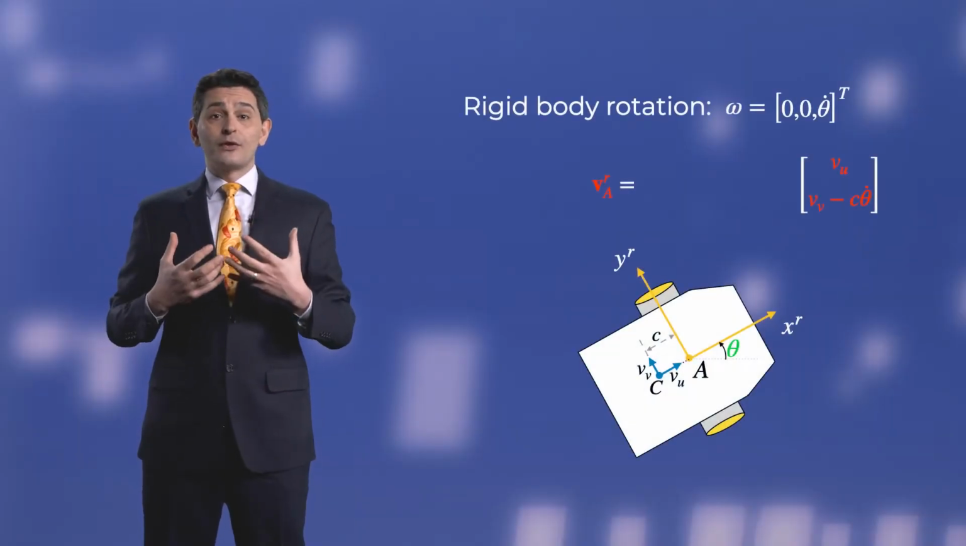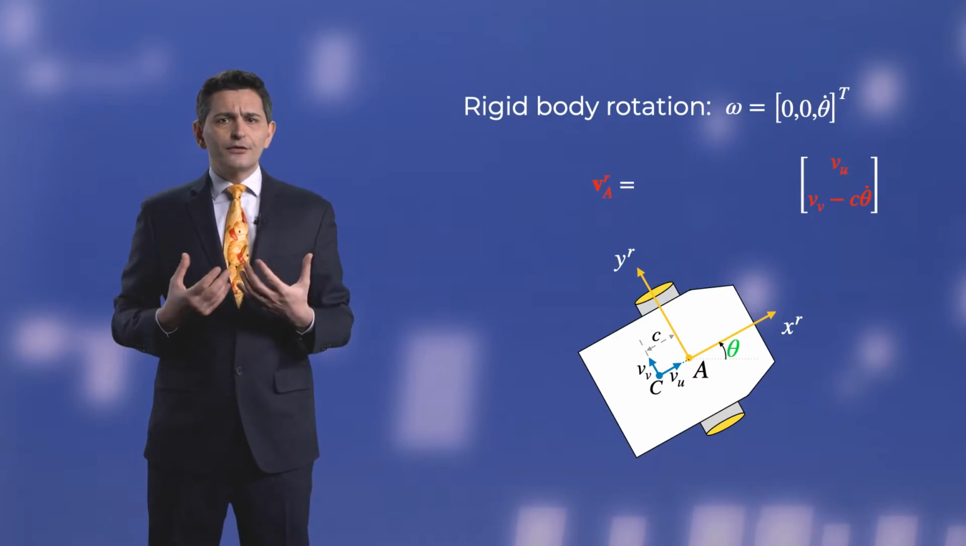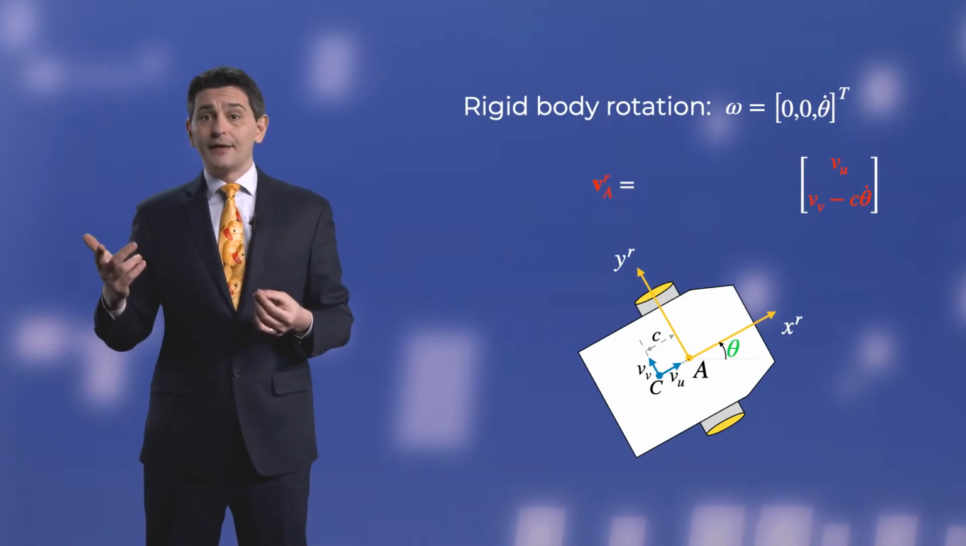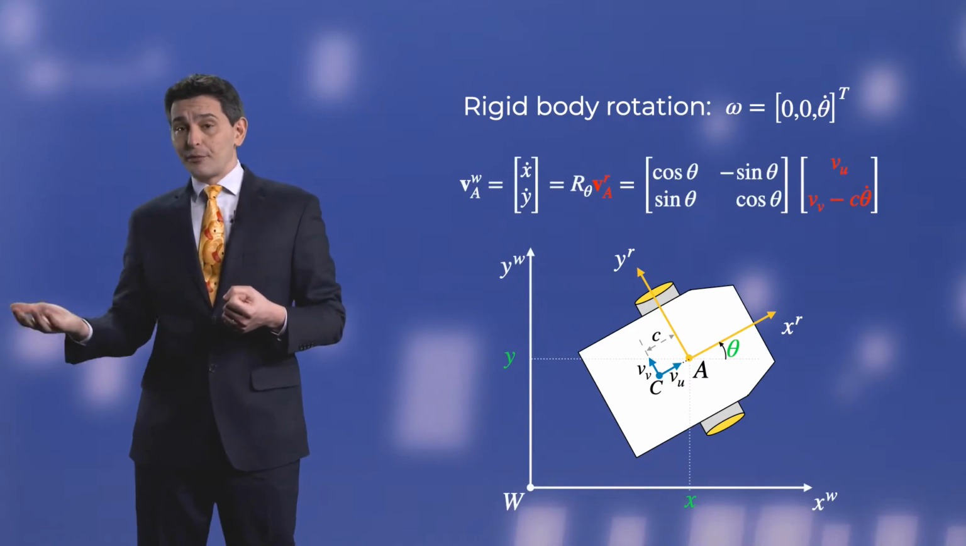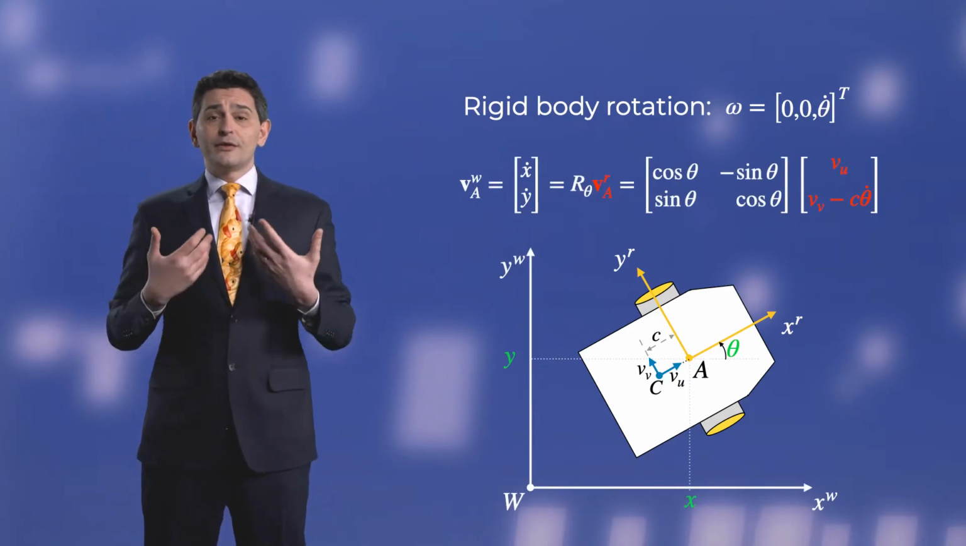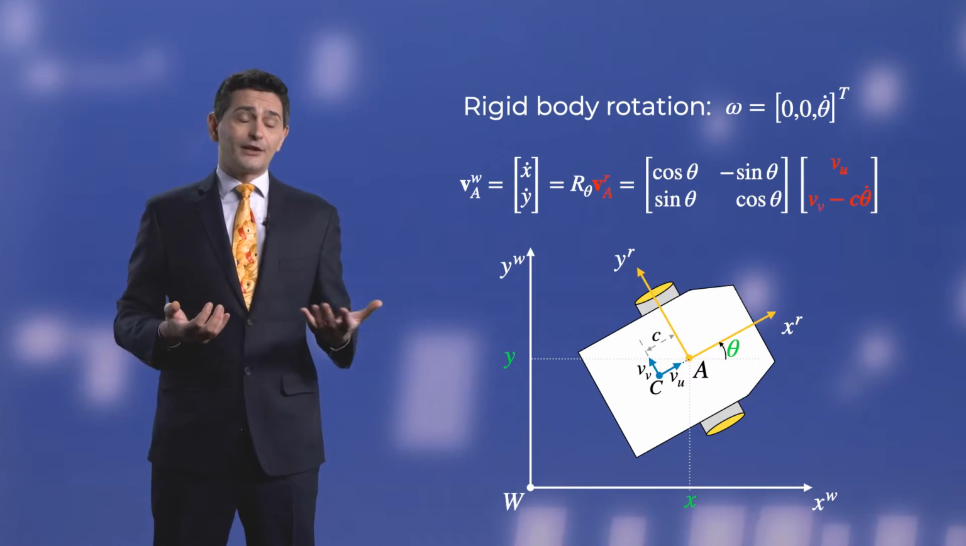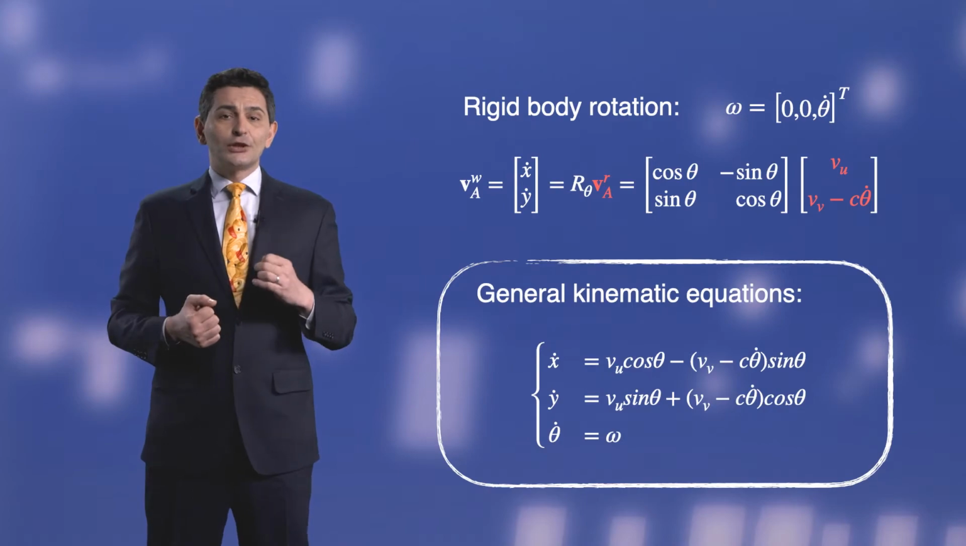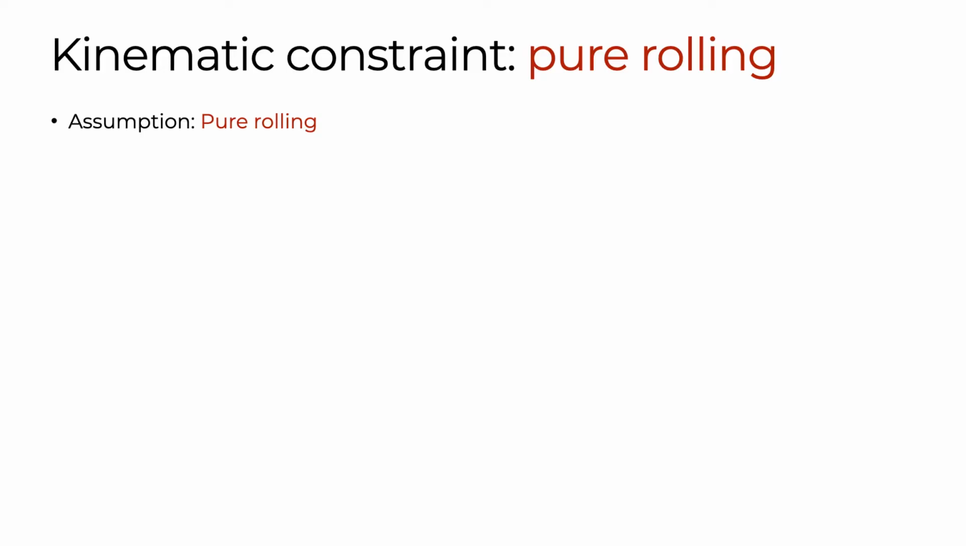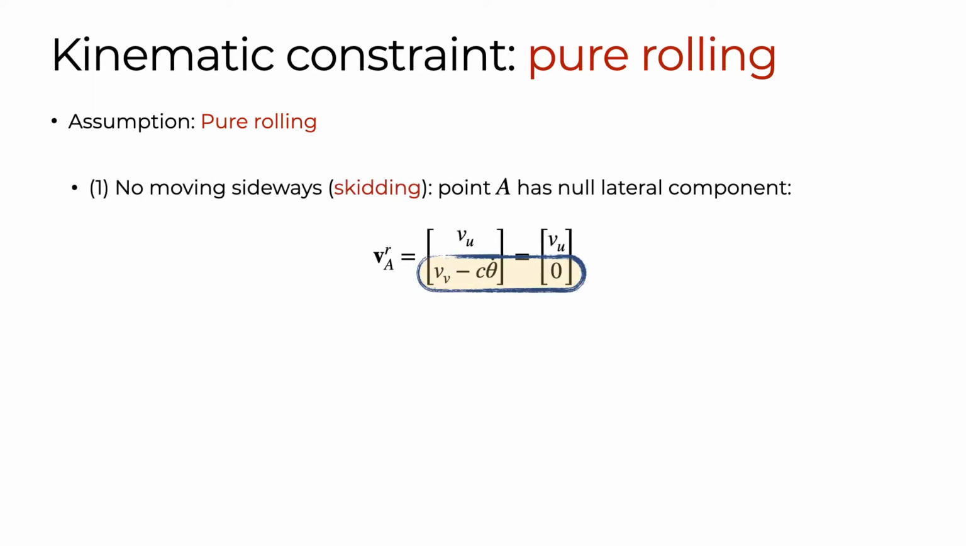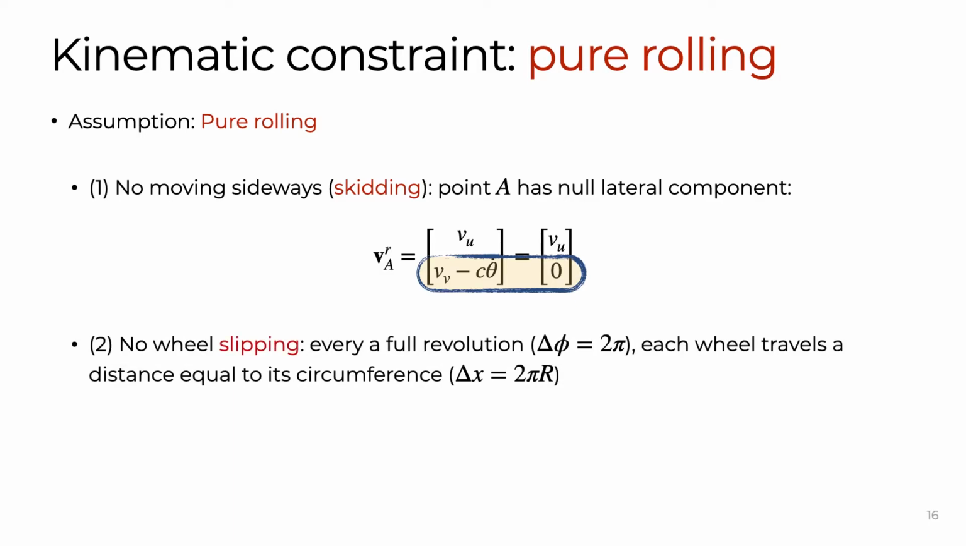To obtain the world frame-based representation, we first determine the velocity of point A in the body frame. We can then move from the body frame to the world frame by using the rotation matrix defined by the orientation angle theta. To simplify this model, we make an additional pure rolling assumption. This is a strong assumption, and it implies that, first, the robot does not move sideways. So the lateral velocity of point A in the robot frame must be 0. And second, that the wheels do not slip.